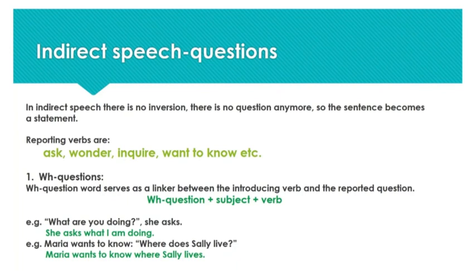So our indirect sentence is: She asks what I am doing. The second question: Maria wants to know, where does Sally live?